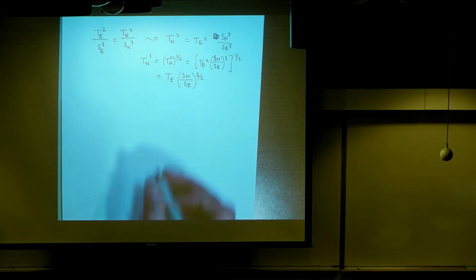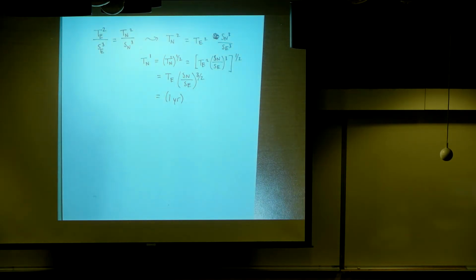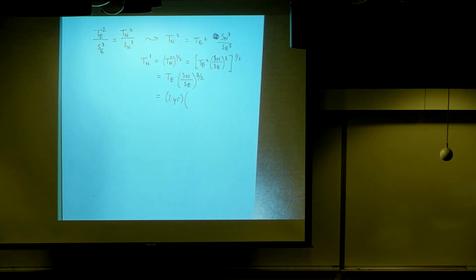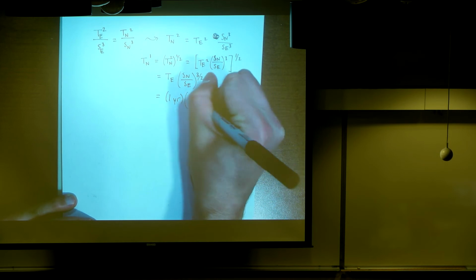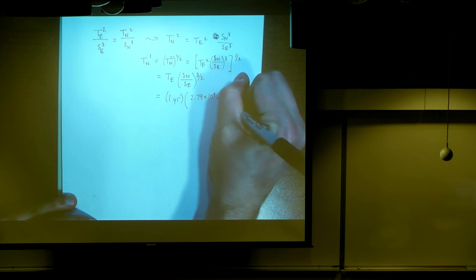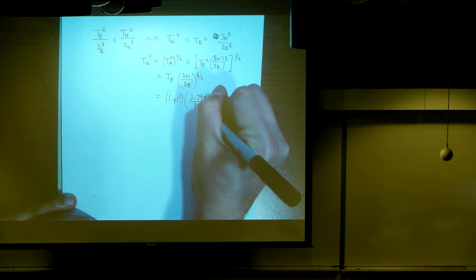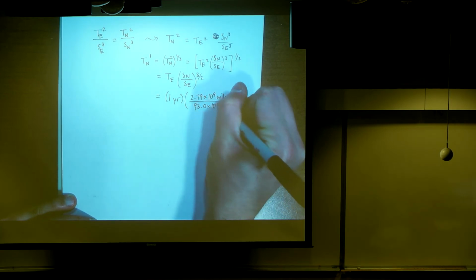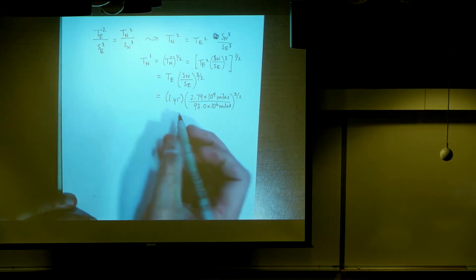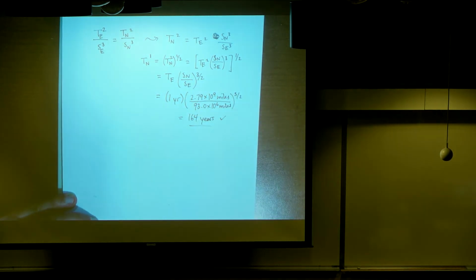So Te is 1 year, the period of Earth's orbit. Sn is the distance of Neptune's orbit, 2.79 billion miles, so it's 10 to the 9 miles. Se is 93 million miles, which is 10 to the 6. And we take that to the 3/2 power. You do this calculation, you get 164 years. Okay?